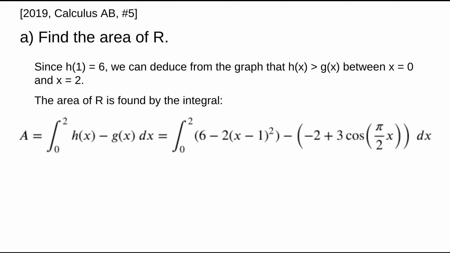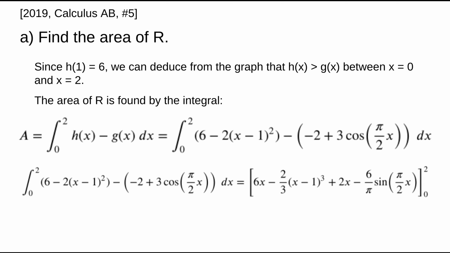And then the functions themselves for h of x and g of x are not pleasant. So h of x is 6 minus 2 times (x minus 1) squared, and g of x is negative 2 plus 3 cosine of pi halves x. So we have to evaluate this integral, and notice that this is not calculator active. So this particular integral, you would be expected to find an antiderivative for this by hand.